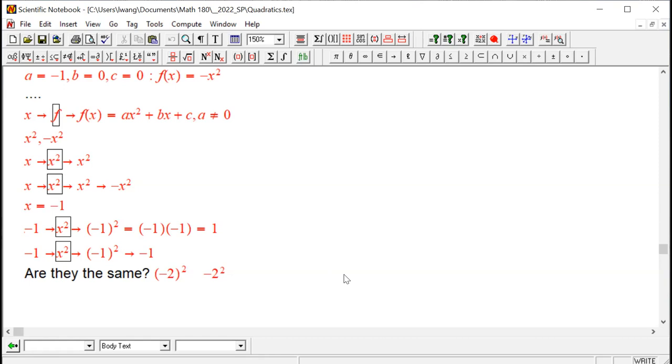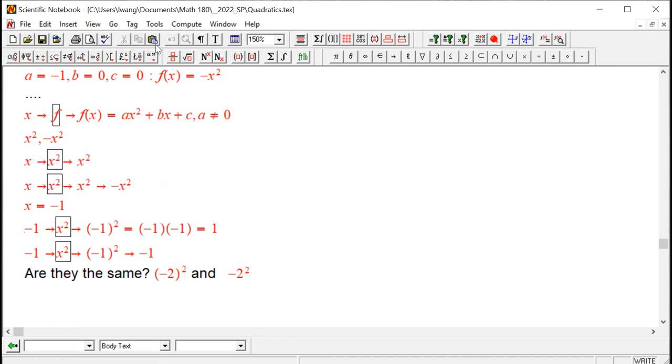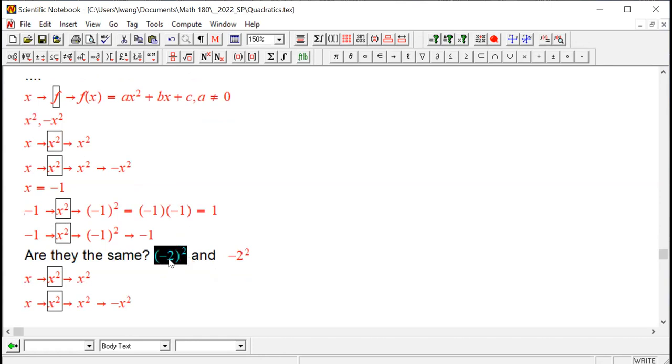Are these two the same? Well, you have to look at the order of operation. In the first one, (-2) squared, you have -2 and you follow the rule of the function. You get (-2) squared. (-2) squared is -2 times -2, which equals 4. So the input is -2, the output is 4.